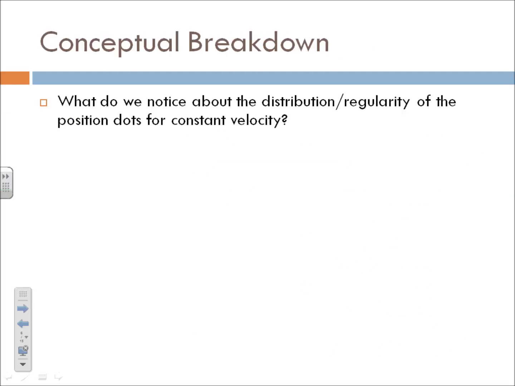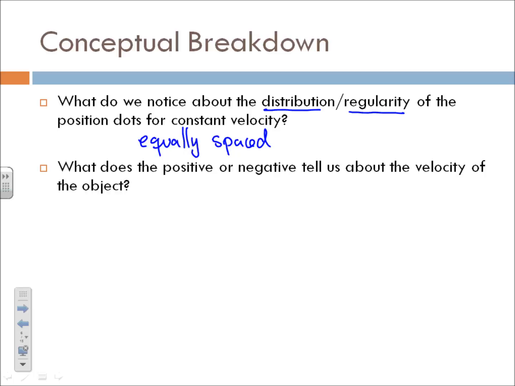So what are some things that we can look at here? What do we notice about the distribution and regularity of the position of the dots for constant velocity? This is essentially asking us, are they equally spaced or are they not equally spaced? Yes, they are equally spaced. When we look at these positions in equal time periods, we should see that they have the same displacement between them.